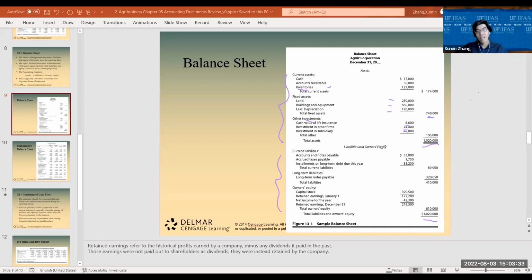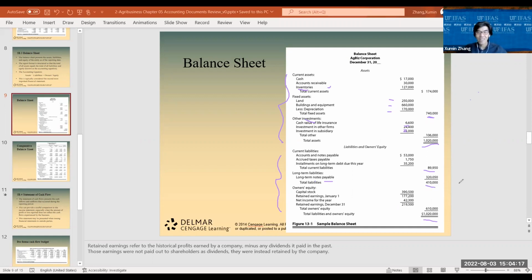Start from the current liability. This is the money we owe. So accounts payable is the money we need to pay in the next months. And then the tax payable. And then there is the long-term liability, or long-term debt: long-term notes payable, long-term debt payable. These two together are the total liability.